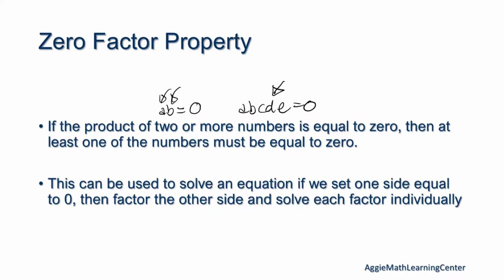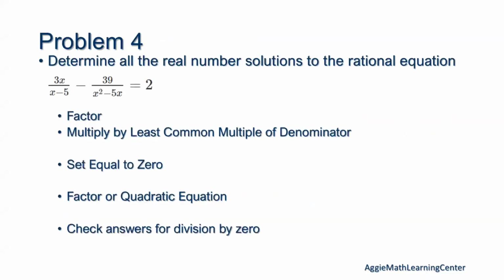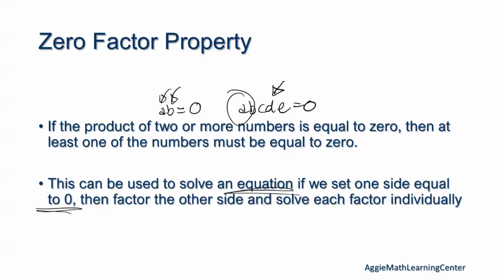So this is the whole reason why we can solve an equation if we set one side equal to 0, because we know at least one of those has to be 0. And both of them, or all of them, can be 0, but at least one. Any questions on the 0 factor property?